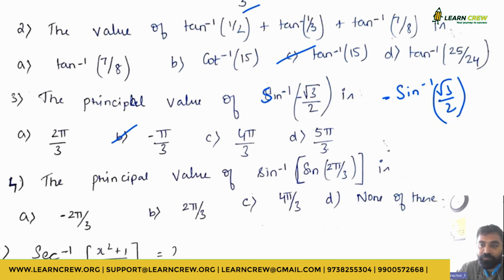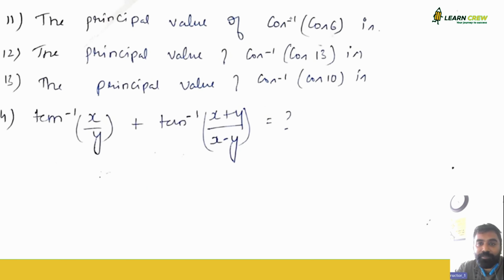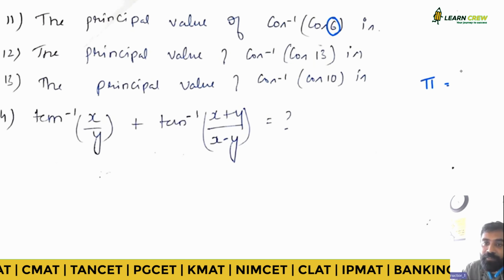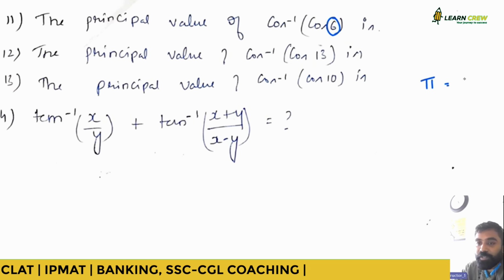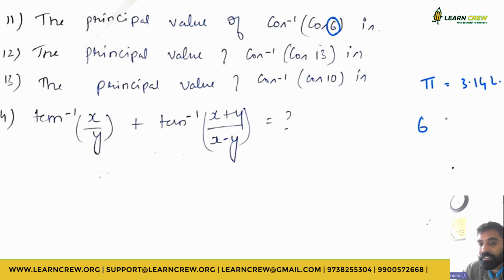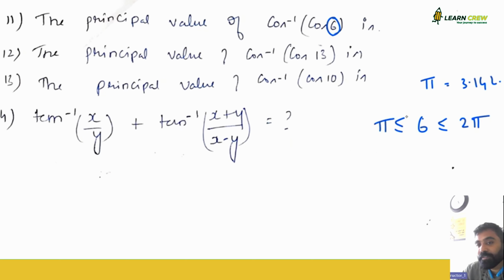Let us solve one more question. The principal value of cos inverse of cos 6. Now what you need to do is, 6. What is the value of pi? It is 180 degrees, but in terms of numbers, it is 22/7 or 3.142. So if you need to get a value of 6, it is going to be closer to 2 pi. So the range can be from 2 pi to 3 pi, so 6 is less than or equal to 2 pi, less than or equal to 3 pi. Eliminate the odd multiple.